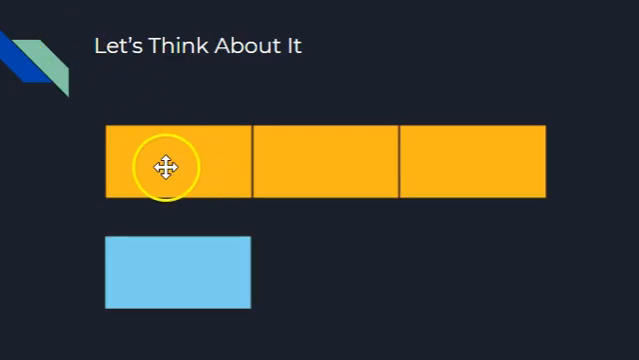Okay, so this is from earlier. We have a 3-to-1 ratio. What if we had each one of these units as 5 milliliters? How many total milliliters do we have?